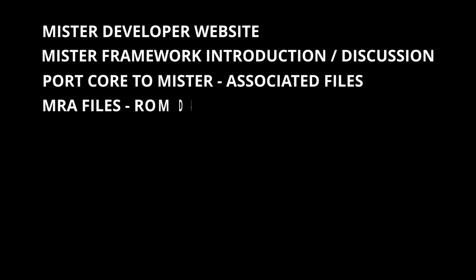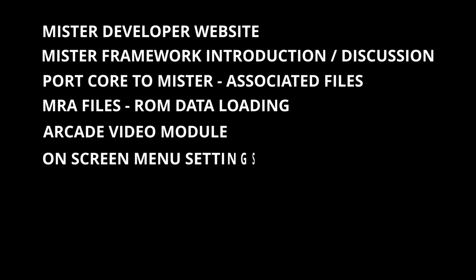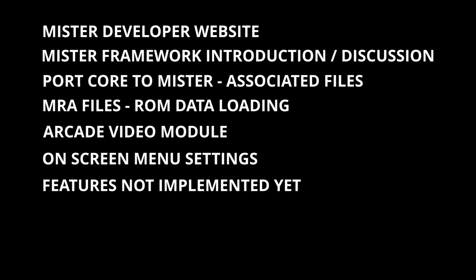We'll look at MRA files and the way you need to structure them to get the main ROM files that are separate from the main core to load ROM information into the core on startup. We'll see about the specific arcade video module that can be used to provide flexible video output, including screen rotation. On-screen display menu settings will be covered and how they are linked to the control scheme or the dip switch settings of an arcade game. Finally, we'll have a brief discussion on some items not implemented in this version of the core. On the way out, we'll have a little play of the game to see if it was all worth it.